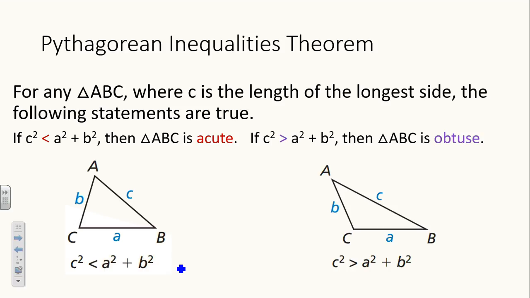Okay? Make sense, everyone? So when we have a big giant opening, that makes my c squared bigger than a squared plus b squared. But if I have a smaller opening, smaller than 90, then my c squared is going to be smaller than the sum of the a squared plus b squared.